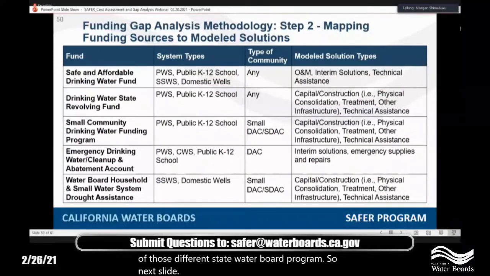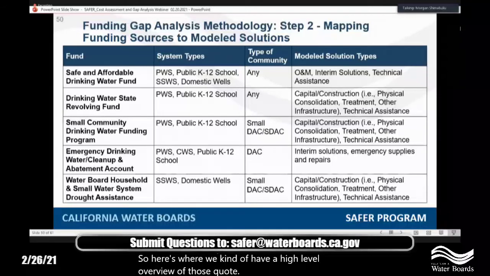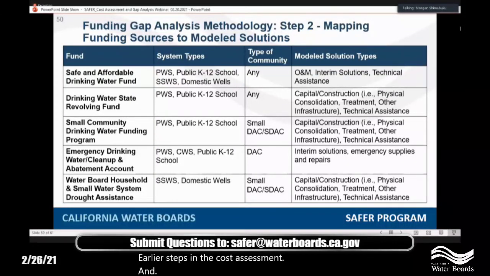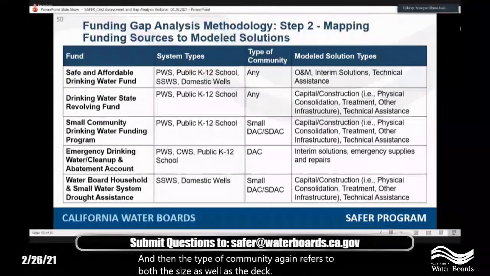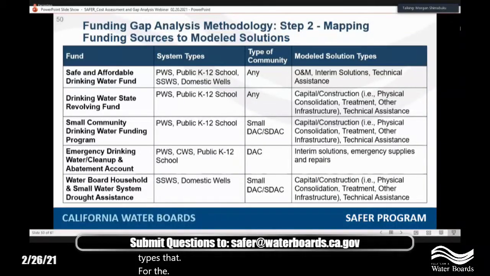So here's where we have a high level overview of those quote unquote matches. The system types there are listed, and those are the system types that were modeled, that received modeled solutions through the earlier steps in the cost assessment. And then the type of community, again, refers to both the size as well as the DAC status of those communities that are eligible. And then the model solution types, those hone in more on the solution types that for the gap analysis, we're going to focus those funding streams for.